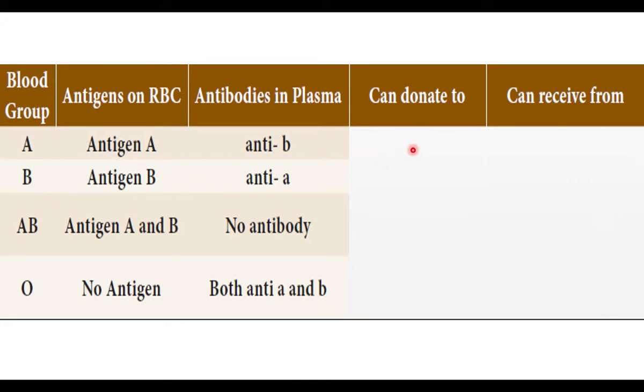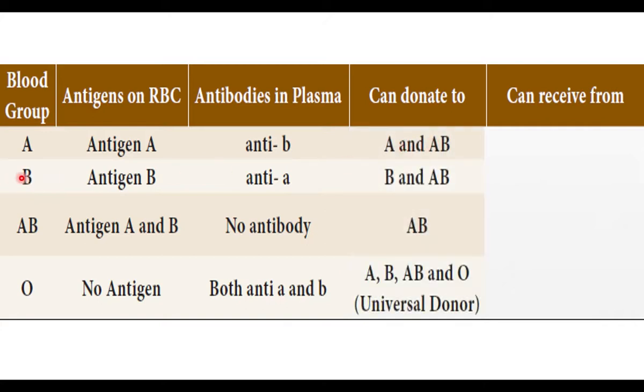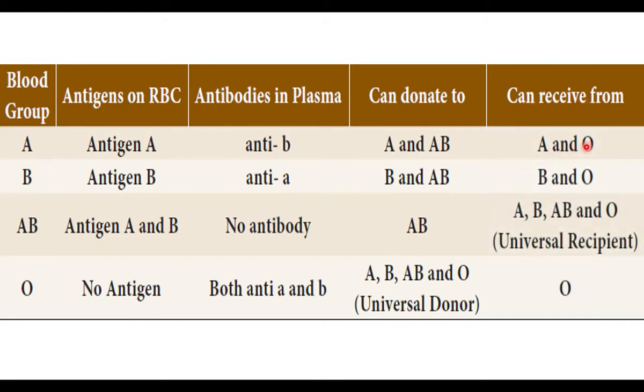A can donate blood to, we already learned, two options: A and AB. B can donate blood to B and AB. AB can donate blood to AB only. O can donate blood to A, B, AB and O. So O is the universal donor. Now let us see, can receive blood from. A can receive blood from A and O. B can receive blood from B and O. AB can receive blood from A, B, AB and O. So AB blood group is the universal recipient. O can receive blood from O only.